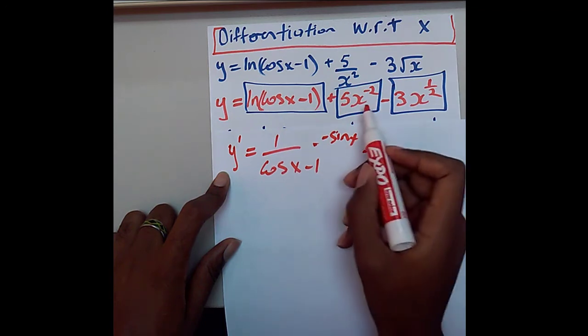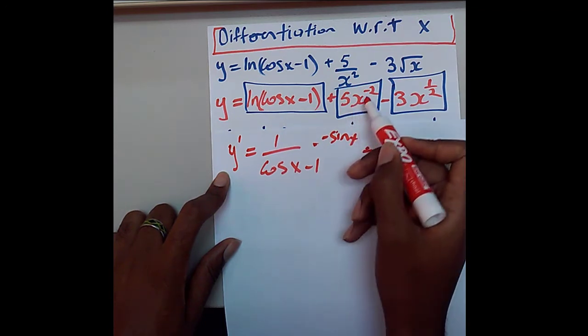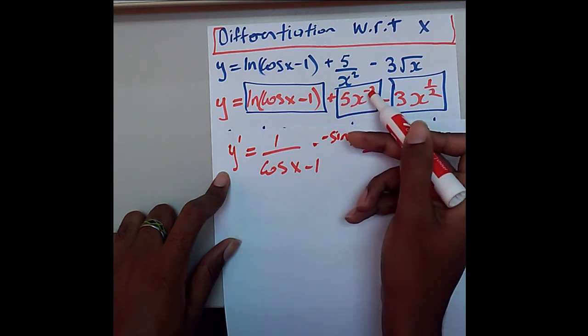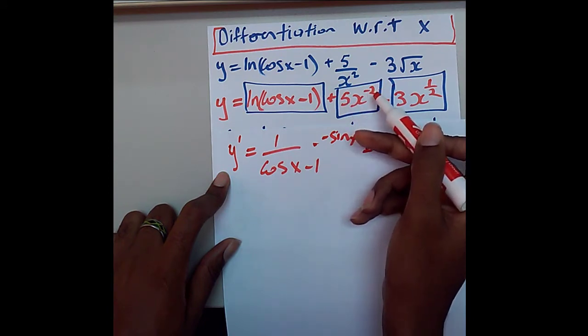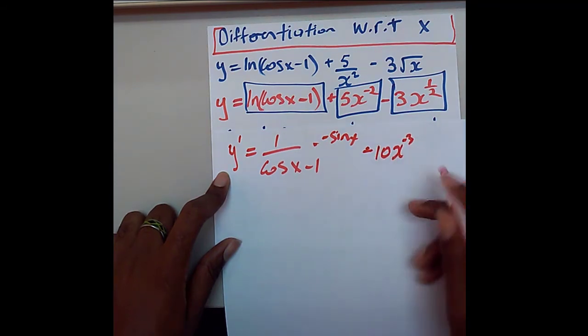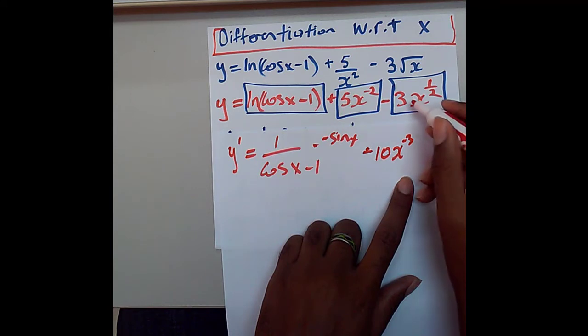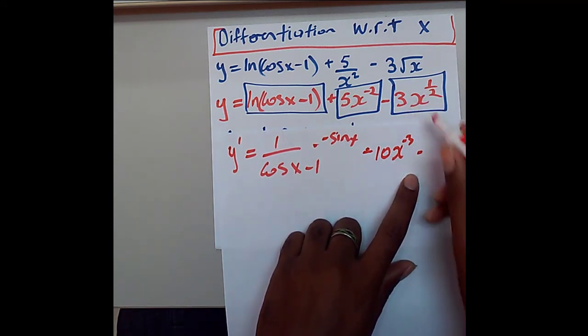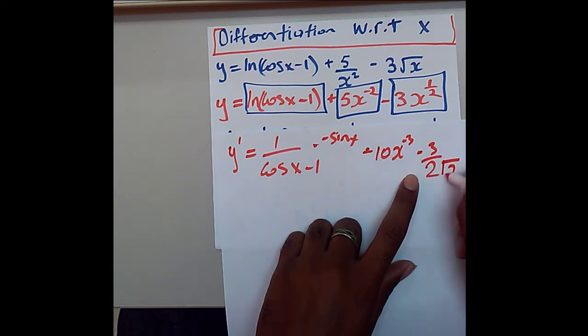For the differential of 5 x to the minus 2, it is just minus 2 times 5. The minus 2 subtract 1 is minus 3, so we have minus 10 x to the minus 3, times minus the differential of 3x to the half, which is just a half times 3, which is 3 over 2 root x.